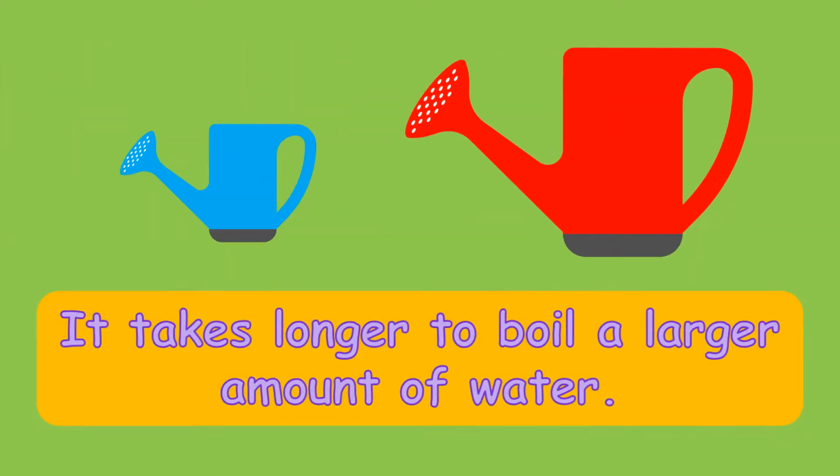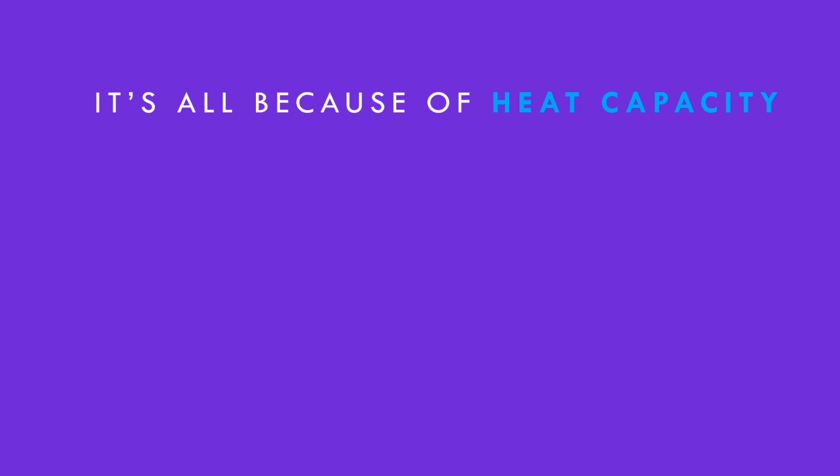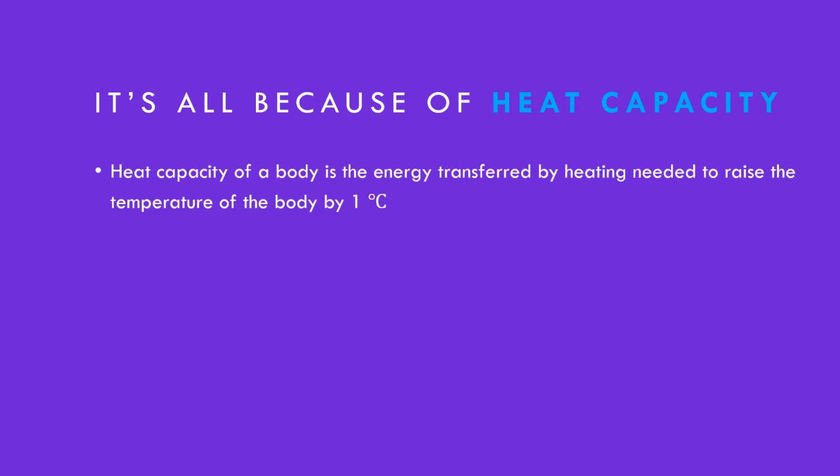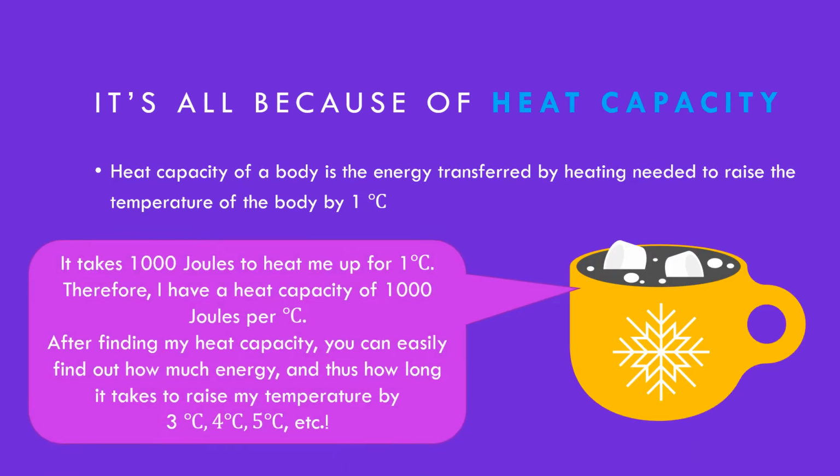Have you ever noticed why it takes much longer to boil a larger amount of water? It's all because of heat capacity. So, what is heat capacity? Heat capacity of a body is the energy transferred by heating needed to raise the temperature of the body by 1 degree Celsius. So let's have a look at the cup here. Inside the cup, there are some substances. It takes 1000 joules to heat it up by 1 degree Celsius. Therefore, it has a heat capacity of 1000 joules per degree Celsius.